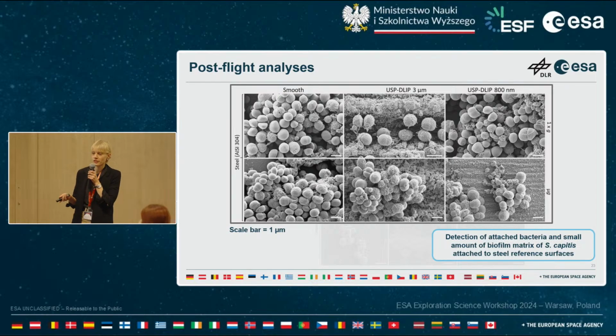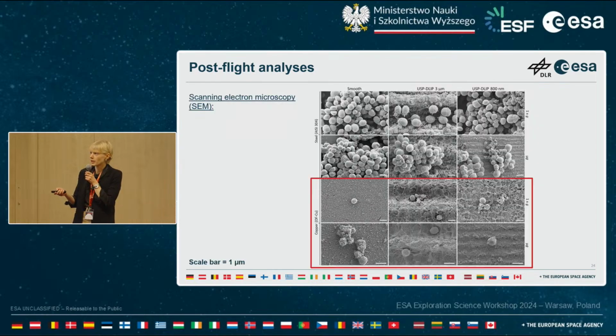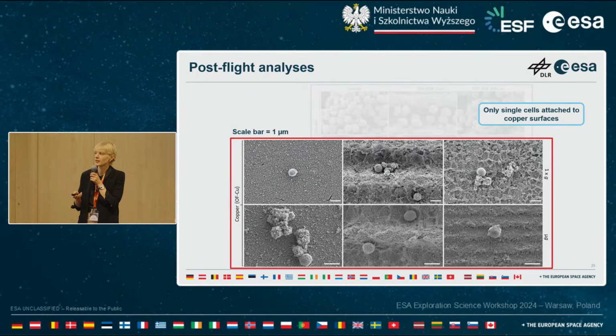But the problem is that they look very diverse, because when we look now at the copper surfaces, it looks completely different. On copper, we only see a few cells that have attached to the surface. Here again, we have 1G in the top row and microgravity in the bottom row. What we also see is that the cells are a lot smaller than the cells attached to the steel surfaces. You only see single cells that have attached, and you don't really see any formation of biofilm matrix. You see that some of the cells have these granular particles next to them.